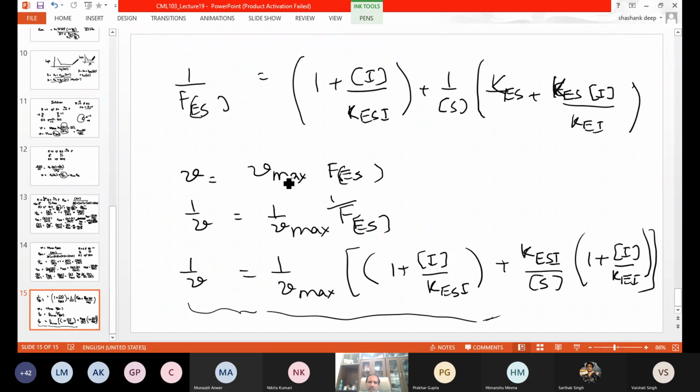Okay, and what was the V? V max into FES. If you remember, then 1 by V is equal to 1 by V max by 1 by fraction of ES. Fraction of ES we have already calculated. This is this thing. So 1 by V is equal to 1 by V max into this equation. Okay, this equation. And then you can see that we can again plot 1 by V versus 1 by S.